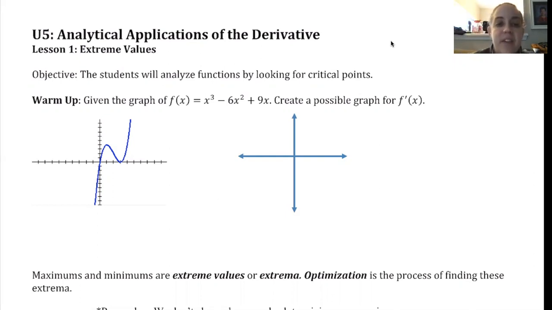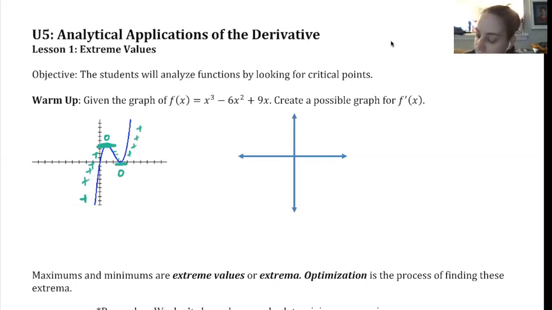So given the graph of x cubed minus 6x squared plus 9x, create a possible graph for f prime of x. Well, let's look at some important things. Remember the prime is the derivative and that's the slope. Over here, the slope is positive. Right here, I have a horizontal tangent line, so the slope is 0. Then my slope is negative, it goes downhill. Down here, I have a slope of 0. And then my slope is positive again.